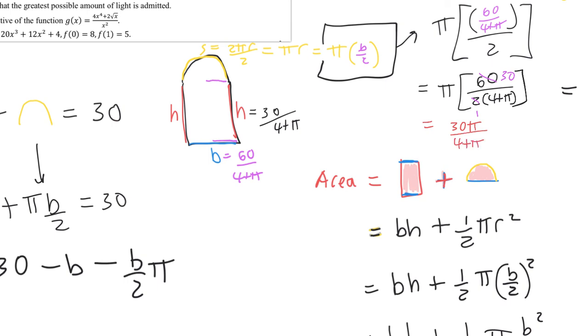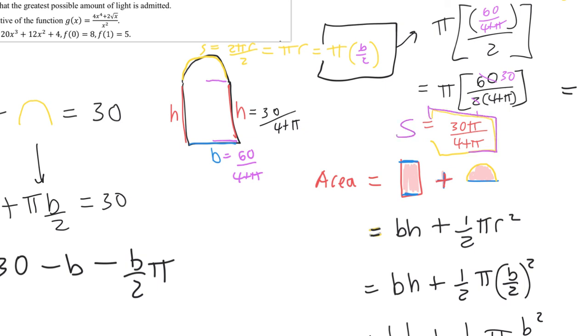So that is a little different. It's kind of similar to the height, except it's got a pi in the numerator. So this height is just 30 over 4 plus pi, but this is 30 pi over 4 plus pi. And that actually, when you think about it, kind of makes sense as it relates to pi times r and all that stuff. But anyway, don't worry about that.